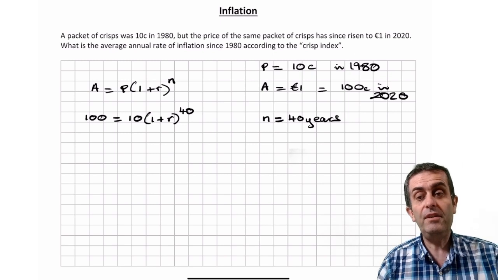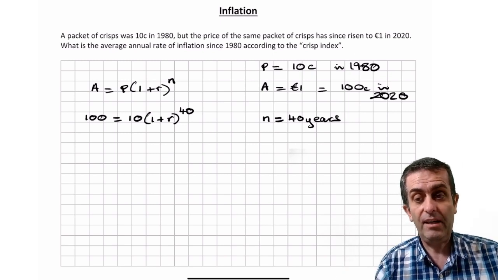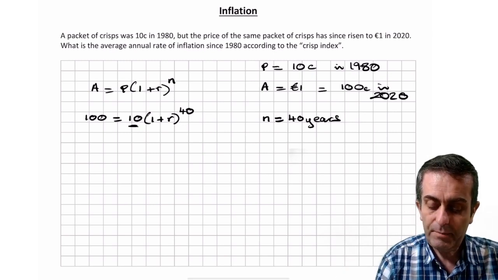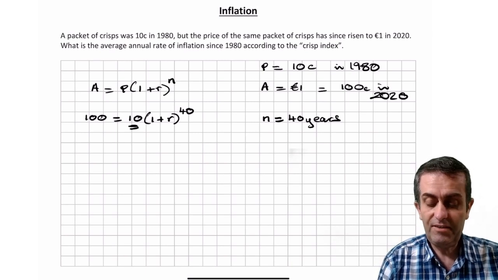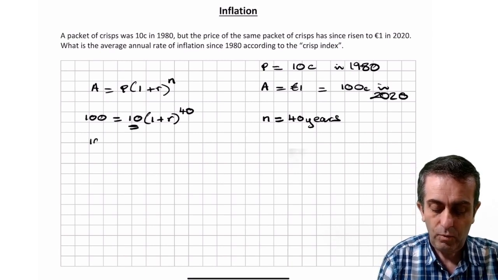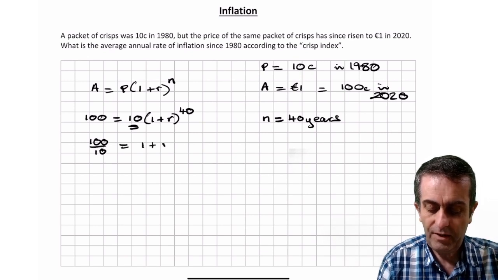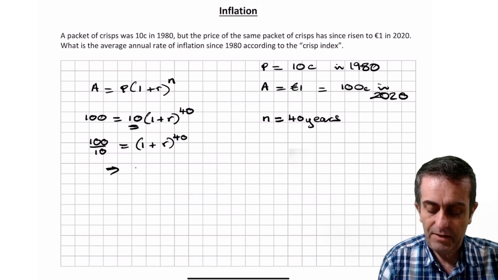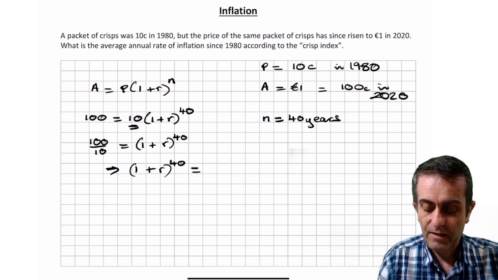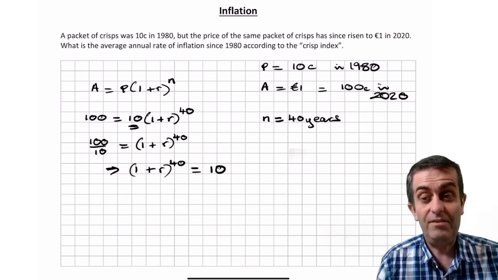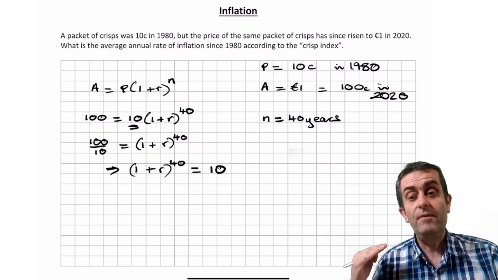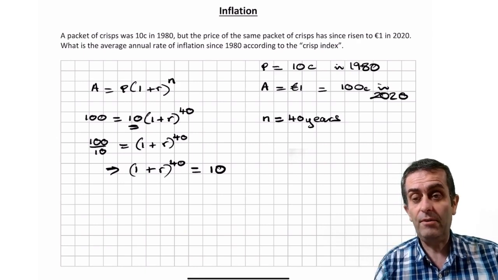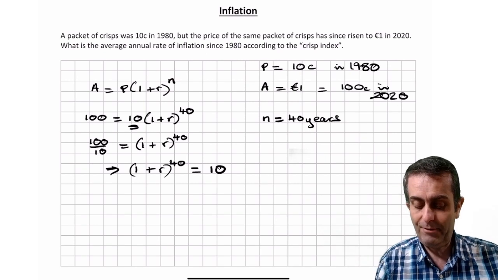Now, if you move something across an equal sign, you replace it with its opposite. The opposite of multiplying by 10, this 10 here, is to divide by 10. So 100 divided by 10 equals (1 plus R) to the power of 40. Now that means that (1 plus R) to the power of 40 is equal to 100 over 10, which is 10. Now, if you move a power across an equal sign, you turn that power upside down.